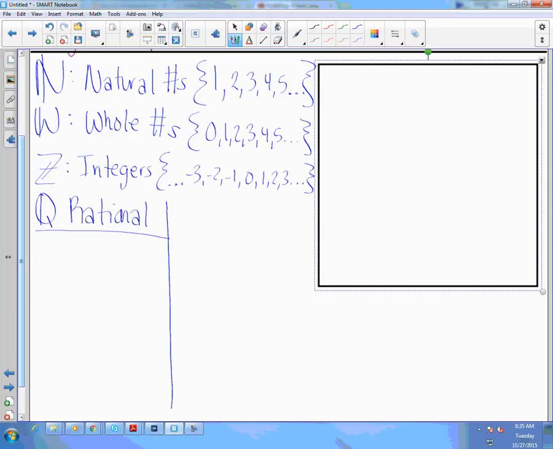Okay, before I write down the three qualifications for rational, would you take your rectangle about 2/3 of the way over? So not in the middle, about 2/3 of the way over, and divide it.